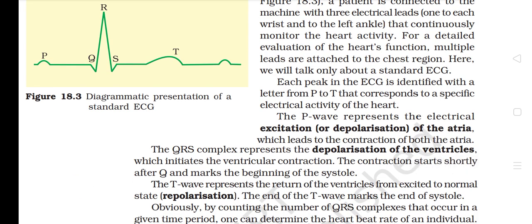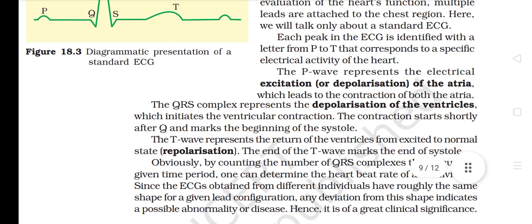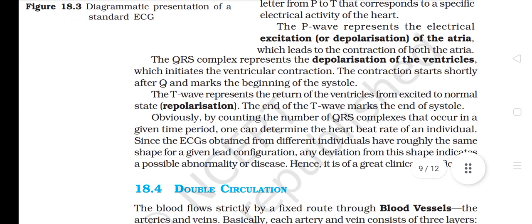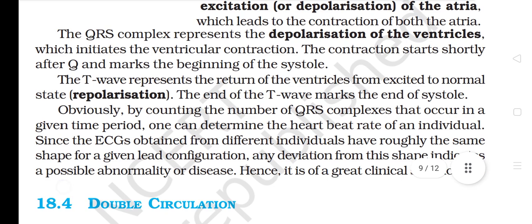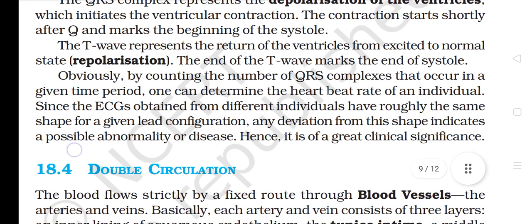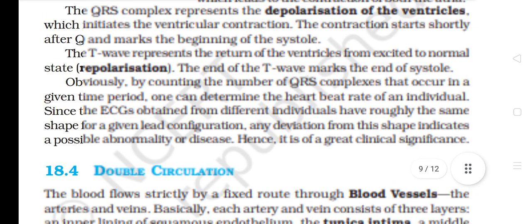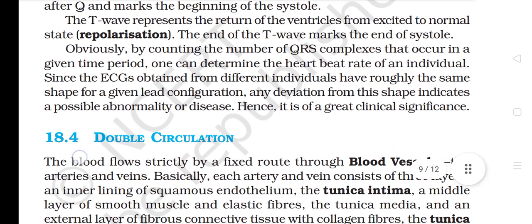Each peak in the ECG is identified with a letter from P to T that corresponds to a specific electrical activity of the heart. The P wave represents the electrical excitation or depolarization of the atria, which leads to contraction of both the atria. The QRS complex represents the depolarization of the ventricles, which initiates the ventricular contraction. The contraction starts shortly after Q and marks the beginning of the systole. The T wave represents the return of the ventricles from excited to normal state (repolarization). The end of the T wave marks the end of systole.